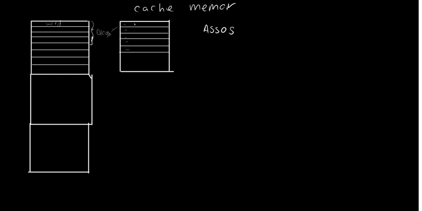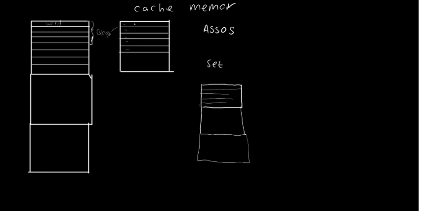Then we have set associative mapping. Set associative mapping is basically to say, okay, we have direct mapping where a specific block will always sit in a specific line in cache memory, and then we have associative mapping where we don't care where we put it. So what if we had a situation where we demarcate our cache into something called sets? Let's say this is our cache memory, and this cache memory is split into sets. These sets will of course have lines in there, right?